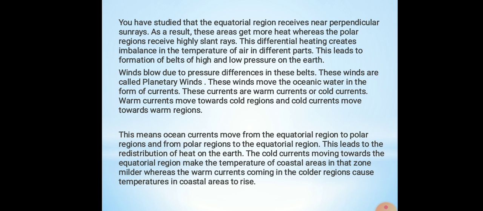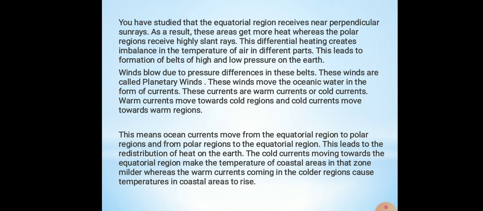Now they are not talking about a particular place, they are talking about the earth. On the earth near the equator in the center, a lot of sun rays, a lot of heat is received, and at the poles the rays are slanting, so heat is also less. So with this, some places have a high pressure belt, some places a low pressure belt. Now winds blow due to the pressure differences in these belts. I'll explain what pressure differences are. The winds which arise from these pressure differences are called planetary winds.